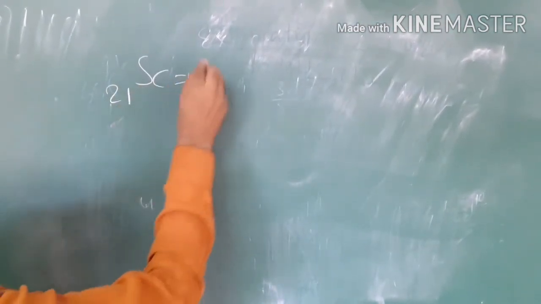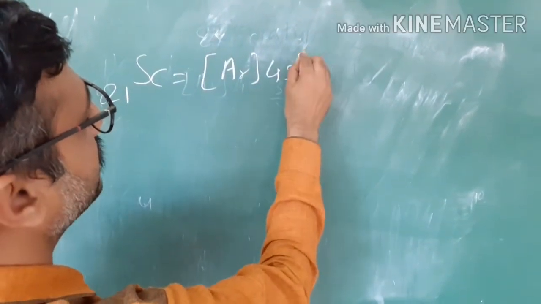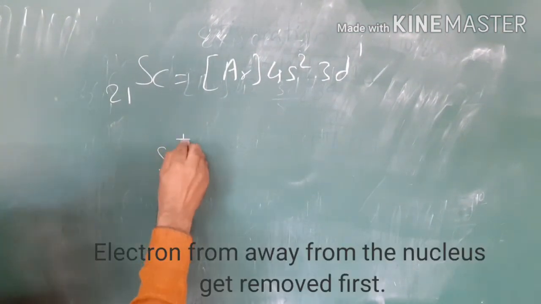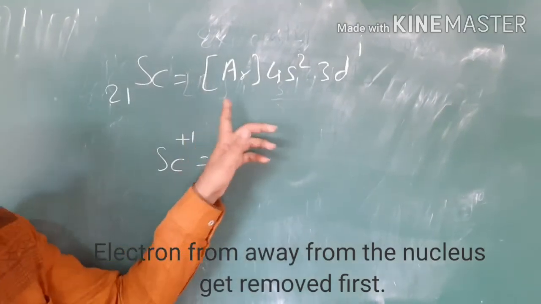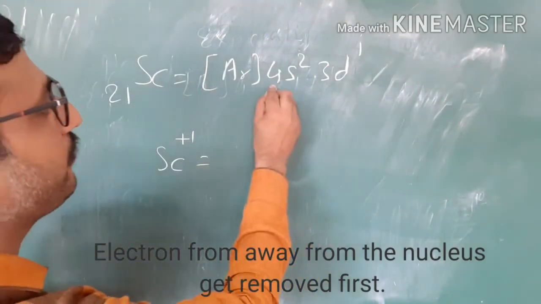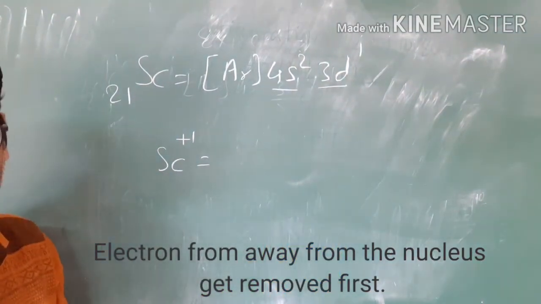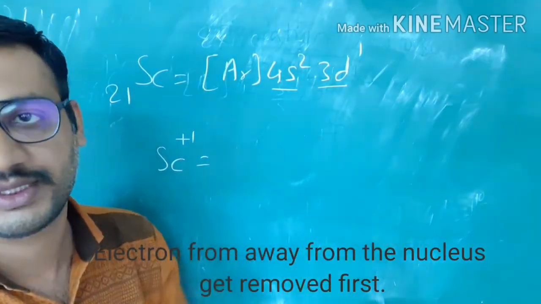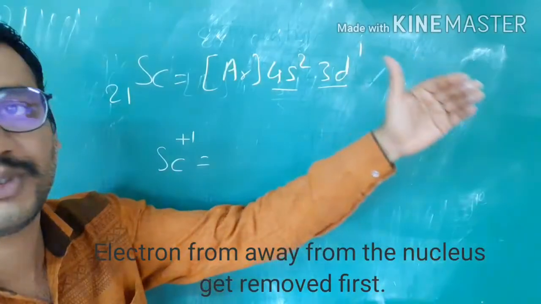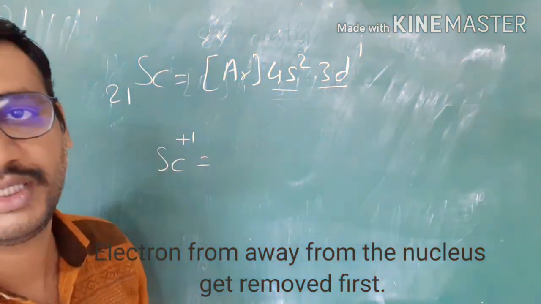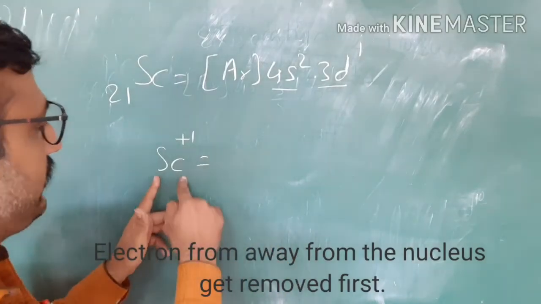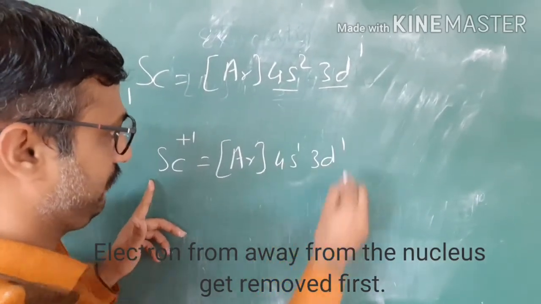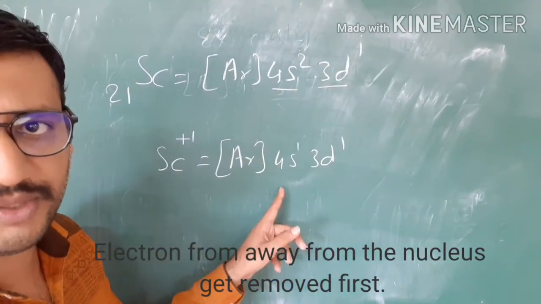Scandium, atomic number 21, has the electronic configuration argon 4s2 3d1. But if I want to write the electronic configuration of scandium plus 1, what does that mean? One electron is to be removed. The question is whether the 4s electron or the 3d electron is removed. The answer is that the electron which is away from the nucleus should be removed first. We know the 4th shell is away from the nucleus, so the 4s electron is removed first. Are you understanding? So scandium plus 1 means one electron is removed, and it's argon 4s1 3d1. Here we have 2 electrons in 4s, out of which 1 is removed.